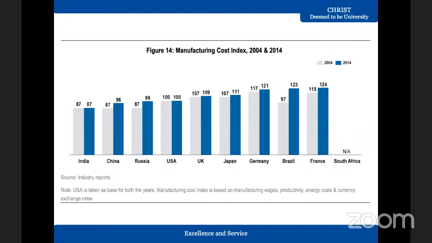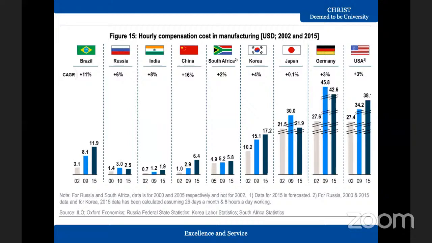Coming to this particular slide, it indicates the manufacturing cost index over a couple of years. In 2004, we are in the same line in 2014 also. There is no progress and even there is no decline. France moved from 115 to 124, they are leading. South Africa is not applicable, and the US is maintaining the same status quo. This is very important because of the hourly compensation cost in manufacturing if you use industry 4.0. Here in CAGR ranking, India is only 8%, Korea 4%, Germany 3%, and the United States of America another 3%.